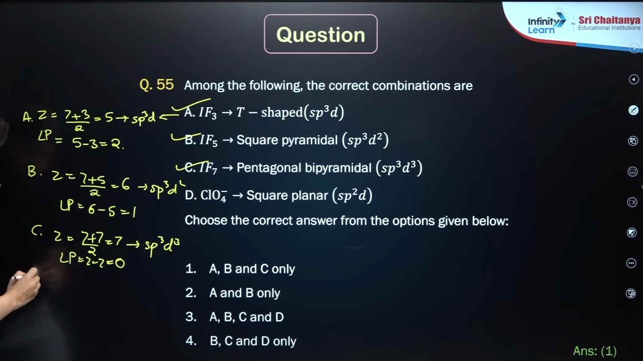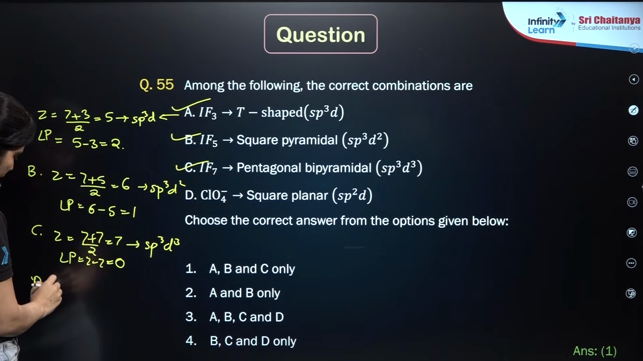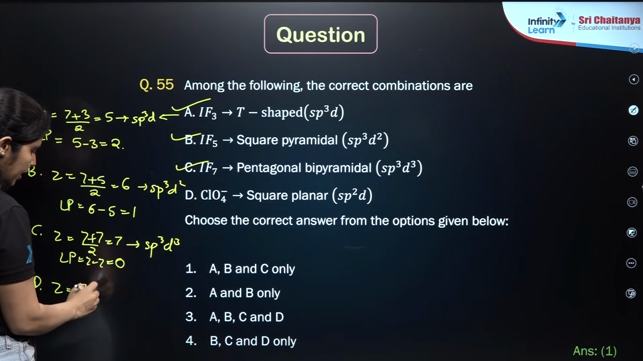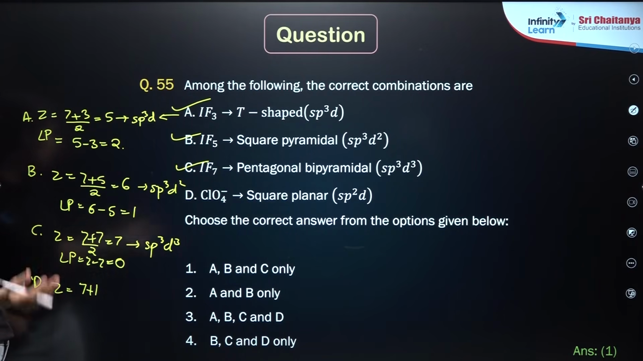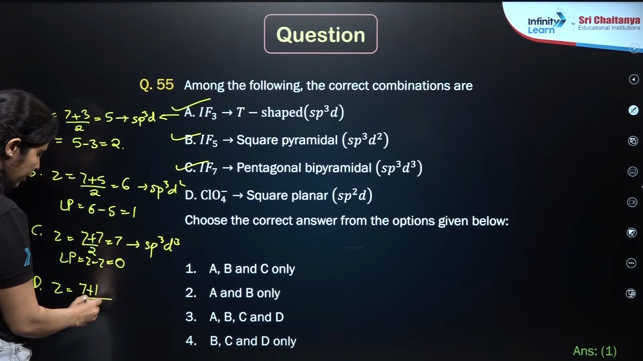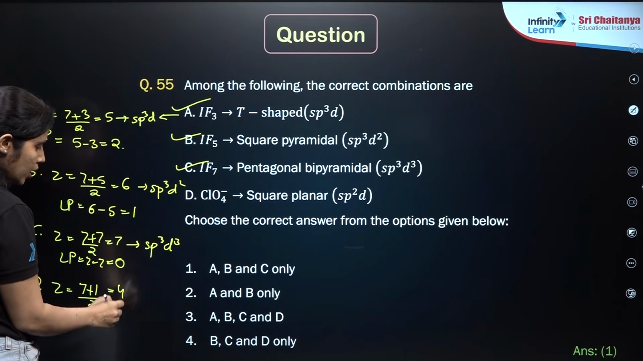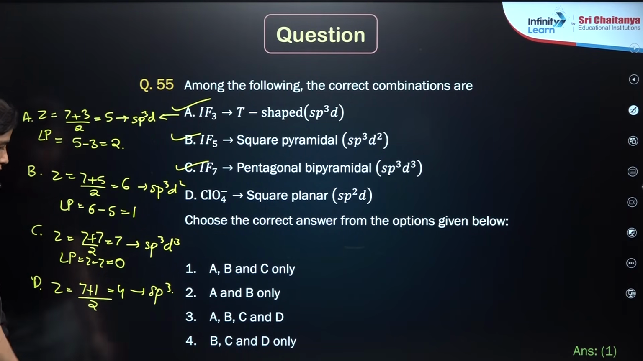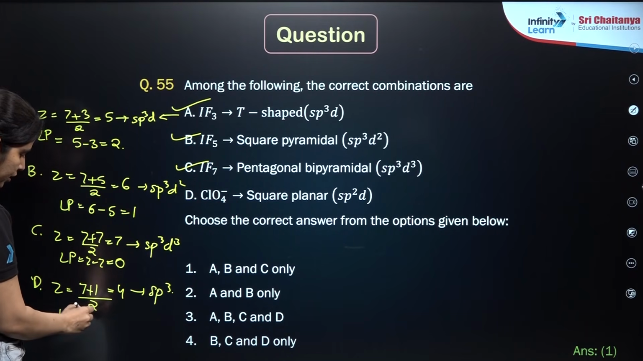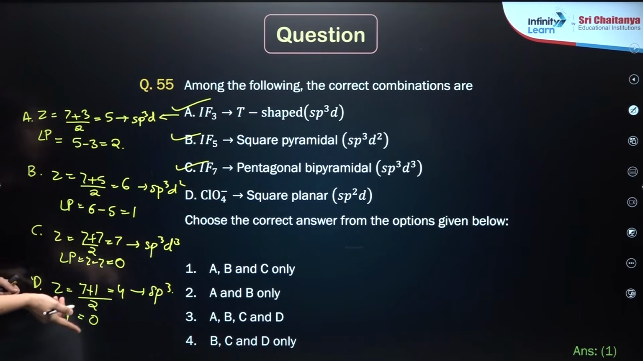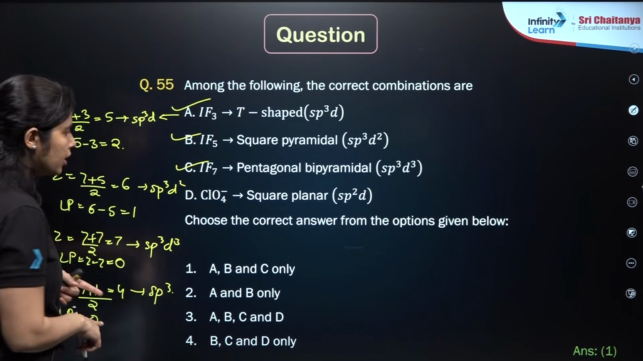Let's look at the last one over here, D, which is going to be ClO4 minus. For ClO4 minus, we have chlorine with 7 plus 1 for the negative charge. There is no other halogen or monovalent atom present, divided by 2, so this is going to be 4. If it is 4, it should be sp3 hybridized, right? How many lone pairs do we have? We have over here 0 lone pairs, because 4 minus 4 comes out to be 0. So it should be sp3, it should have been tetrahedral, right?